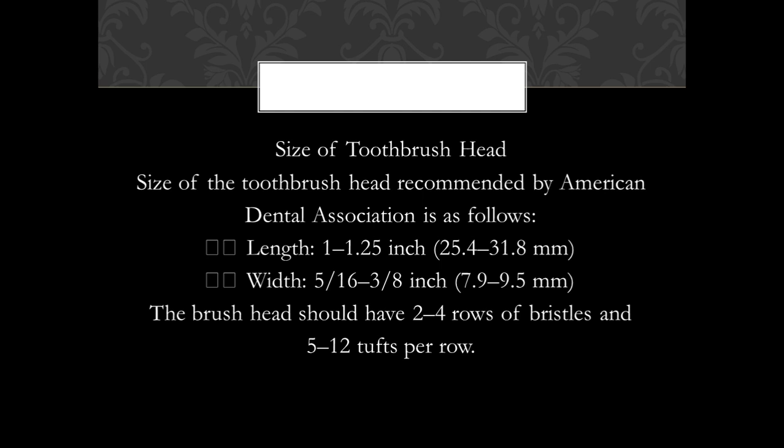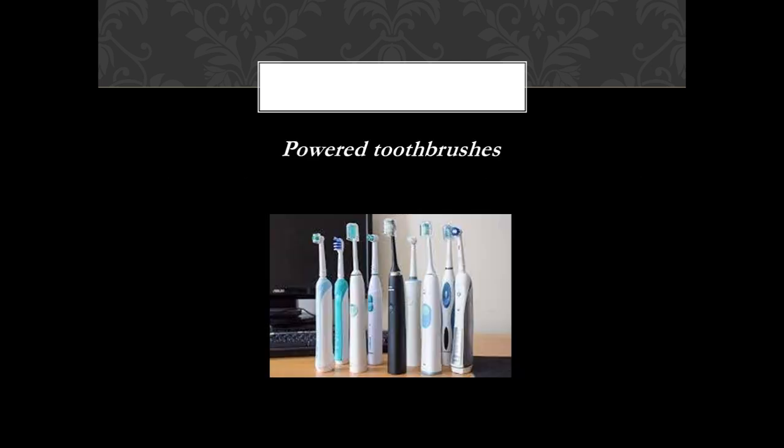And the size of the toothbrush head. The size of the toothbrush head as recommended by the American Dental Association is: the length of the head should be 1 to 1.25 inch, that is around 25.4 to 31.8 mm, whereas the width should be 5/16 to 3/8 inch, that is 7.9 to 9.5 mm. And the brush head should have 2 to 4 rows of bristles and 5 to 12 tufts per row.